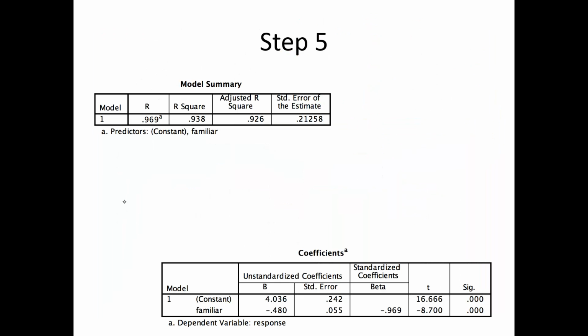Step 5, now you could still use that same formula for t, but why would you go through all the trouble when you could just use this number here? Do not use the constant line. I do not want to test if the constant is different from 0 in this particular question. I want to know if the familiarity predicts response time, so I want to use this t next to beta. So t is negative 8.70.